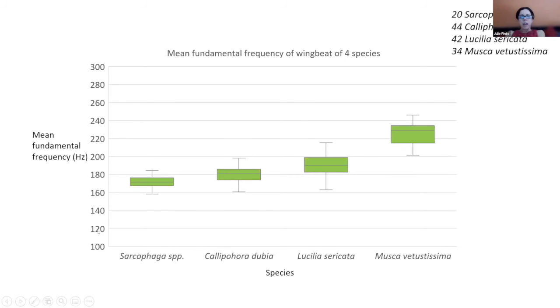And you can see clearly, from flesh fly to dubia to sericata and then the bushfly, as the size of the fly decreased, the fundamental frequency increased to compensate. So the fly is able to keep aloft.